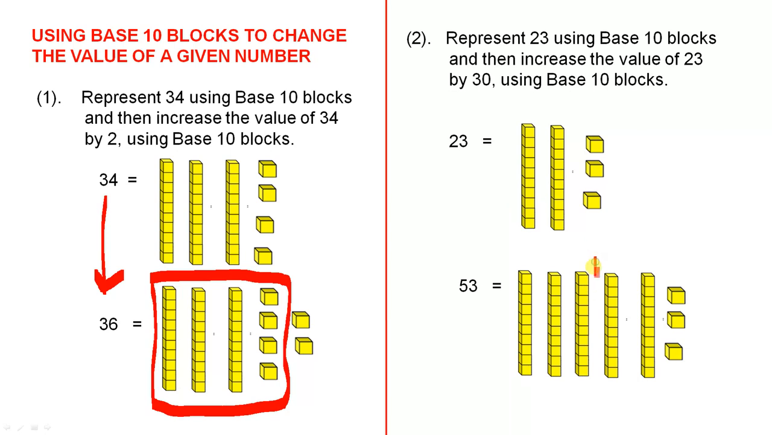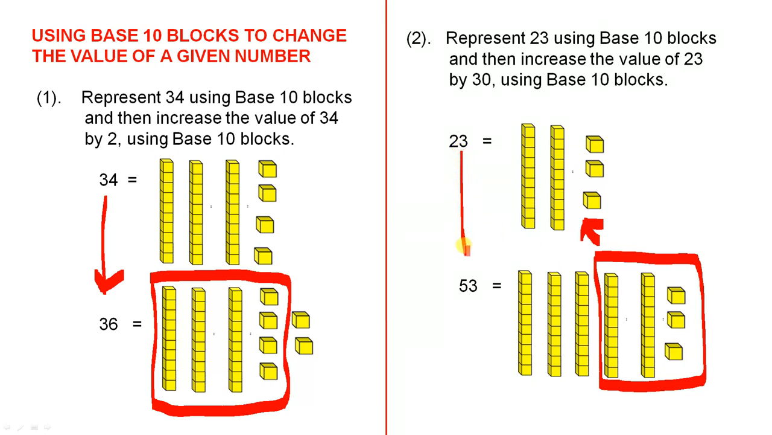Now have a look at the original diagram we had, which is here. Okay. Which is exactly the same as that diagram there. But look what we've done to increase this value here by 30. We've just added 3 of those, 10, 20, 30. So now we have, this full number here is 10, 20, 30, 40, 50, 53. And look, from 23 to 53 is an increase of 30. So that's one interesting way of increasing the value of numbers using base 10 blocks.